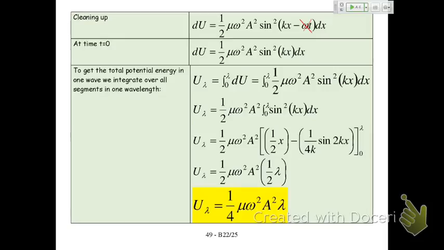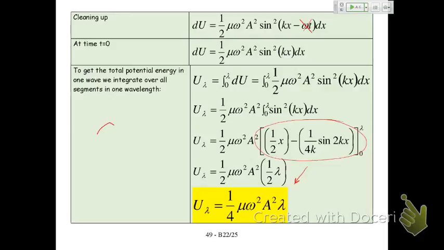And so we get this, and then we say, let's integrate this over one wavelength, from 0 to lambda. There's an identity in there that I had to look up in a book. But you do it once and then you remember it. And we get this. Let's just stop for a minute and say, well, what's this saying to us?